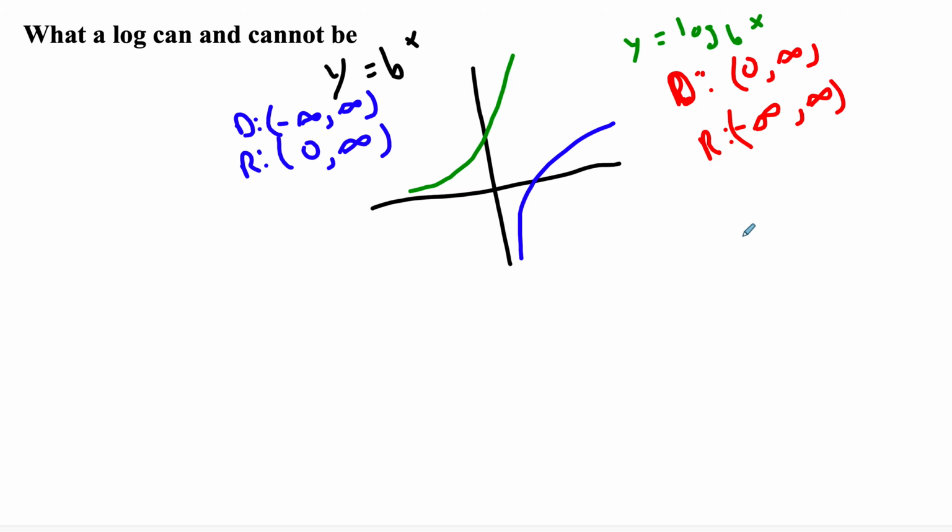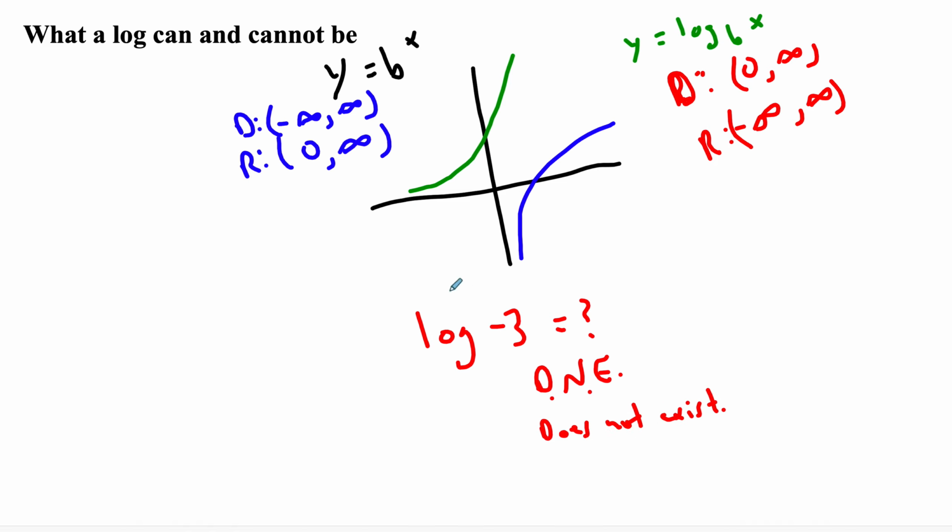Just like that. So this means that if someone asks you to find the log of negative 3, you can say DNE, which is short for does not exist. Because if you look at the independent variable here, the x that we're plugging in, it's got to be between 0 and infinity, and can't include it. So just be on the lookout for that.